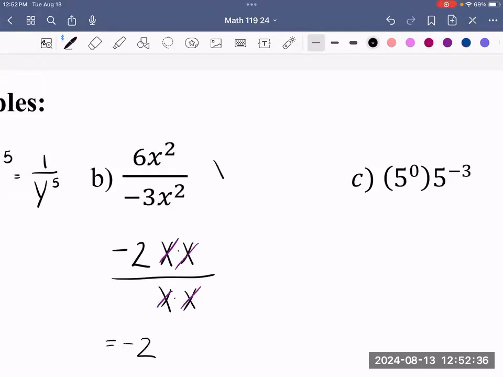You could also just subtract them. 2 minus 2 is equal to 0. And as we learned, anything to the 0 power is equal to 1. So negative 2 times 1 is just itself.